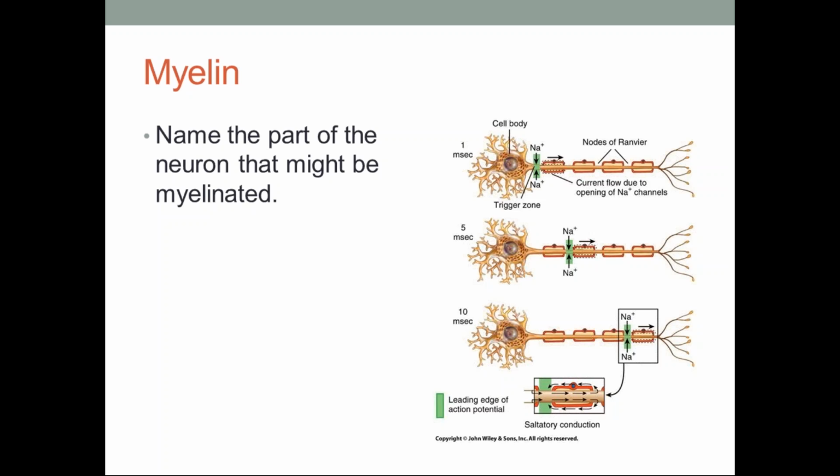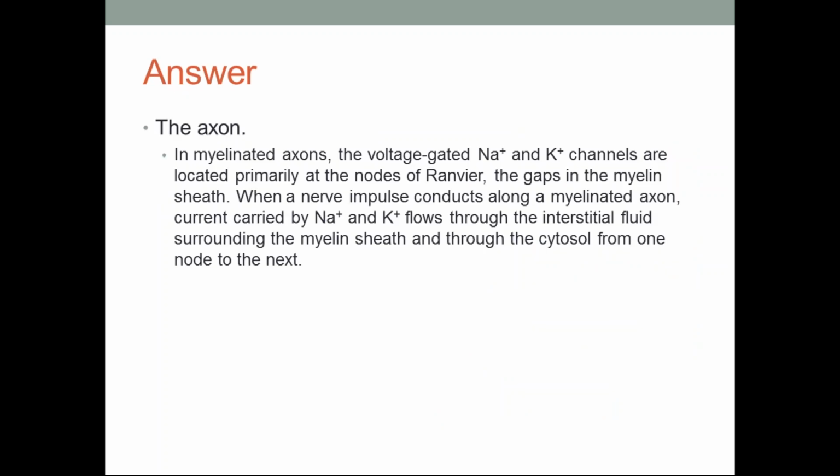Name the part of the neuron that might be myelinated. The axon. Good job. In myelinated axons, the voltage-gated sodium and potassium channels are located primarily at the nodes of Ranvier, the gaps in the myelin sheath. When a nerve impulse conducts along a myelinated axon, current carried by sodium and potassium flows through the interstitial fluid surrounding the myelin sheath and through the cytosol from one node to the next.